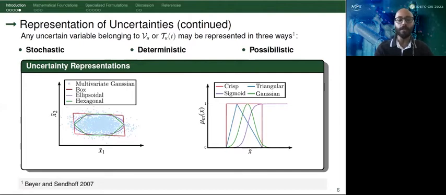In the figure on the left, you can see box, ellipsoidal, and hexagonal deterministic sets. Notice that any deterministic set is characterized by a membership function that assigns zeros to all of the non-members and one to all of the members. You can see this membership function in the figure on the right.